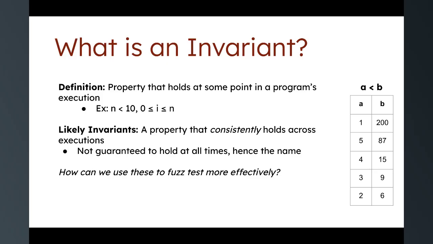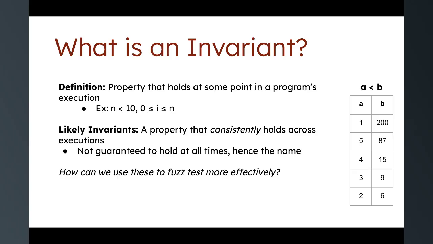So what is an invariant? An invariant is a property that holds at some point in a program's execution. So for example, in a normal loop, we might have an invariant such as 0 is less than or equal to i, less than or equal to n. Other examples can occur in things like conditional statements, so something like buffer size greater than 0. Invariants describe expected relationships between variables when execution reaches a certain location in a program.